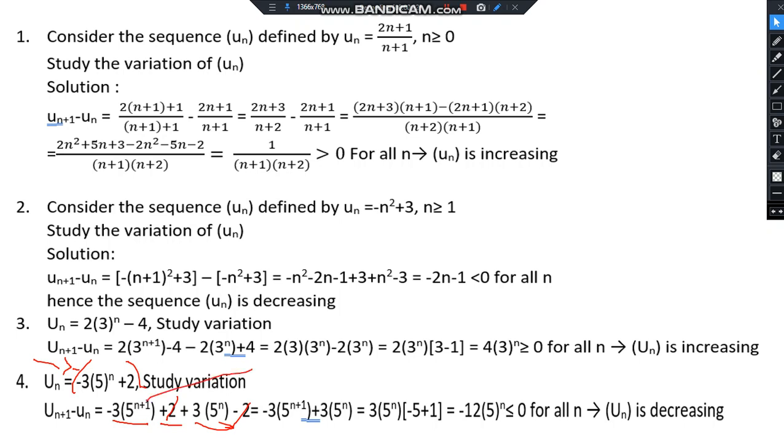Now you split it. It will be -3 into 5^1 into 5^n, so it will give you -15 into 5^n. Then -15 into 5^n plus 3 into 5^n will give you -12 into 5^n. 100% this is less or equal to 0. This implies un is a decreasing sequence.